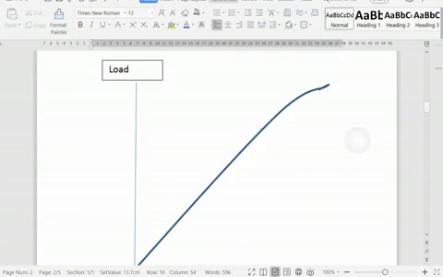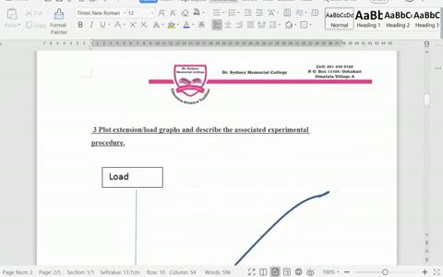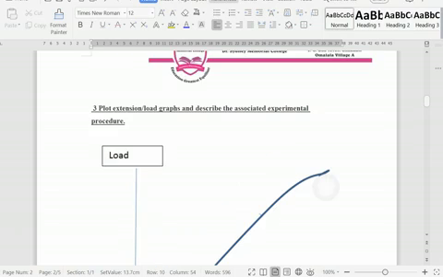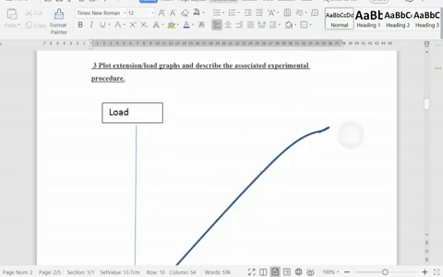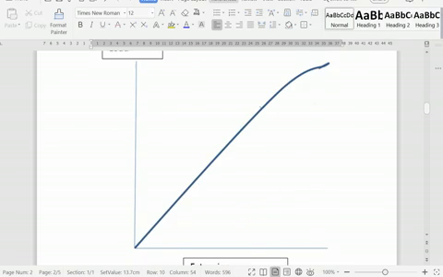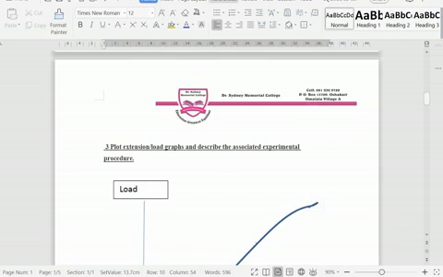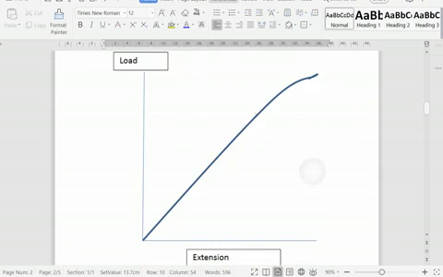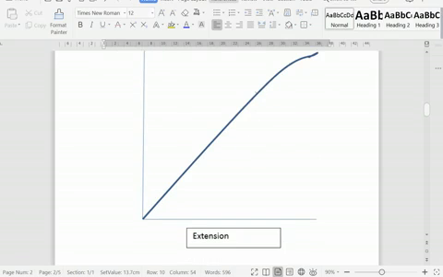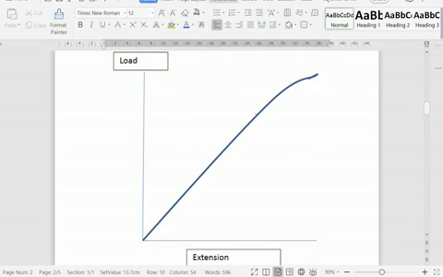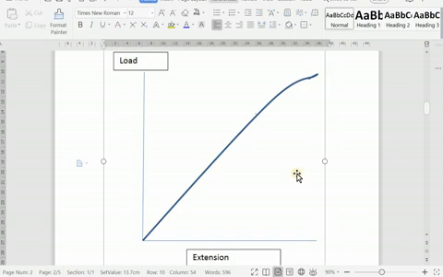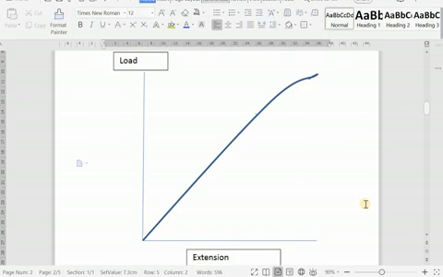Then, if we were going to plot a graph for an extension load graph, you would find that it would look like this. You would have almost a straight line, because it's directly proportional. As you increase the load, the extension also increases.